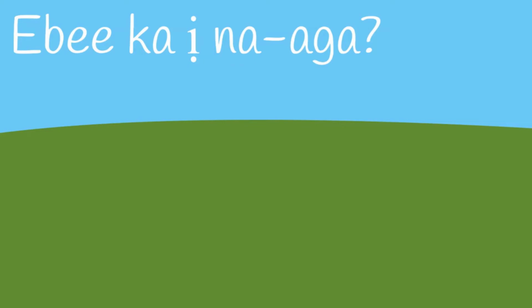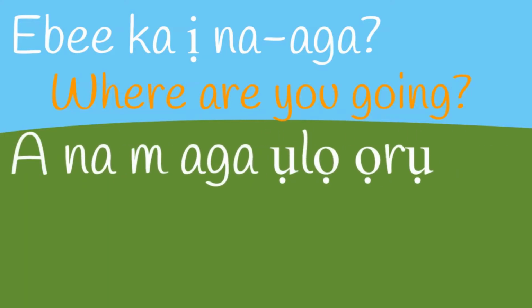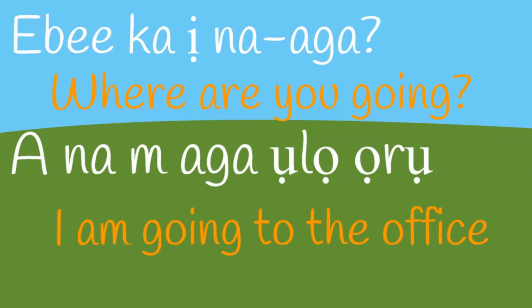Ebee ka ị na-aga? Where are you going? Or you can say ebee ka ị na-aga? Where are you going? Ana m aga ụlọ ọrụ. I am going to the office. Ana m aga ụlọ ọrụ.